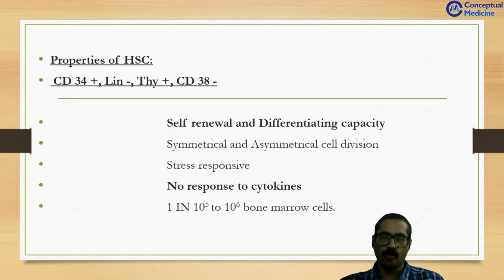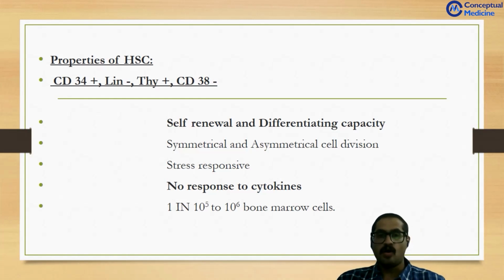What is this excellent property of symmetrical and asymmetrical cell division? And this is the most important concept: stem cells are stress responsive. That means whenever a patient gets any acute fever, acute viral or bacterial illness, acute trauma, acute injury, or post surgery, there will be a surge of the stem cell pool. This surge of the stem cell pool causes an increase in erythropoiesis, thrombopoiesis, and leukocytosis. That's why stem cells are stress responsive.